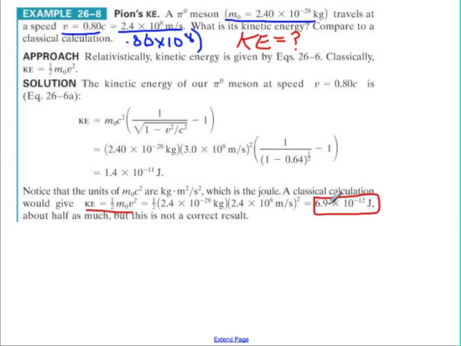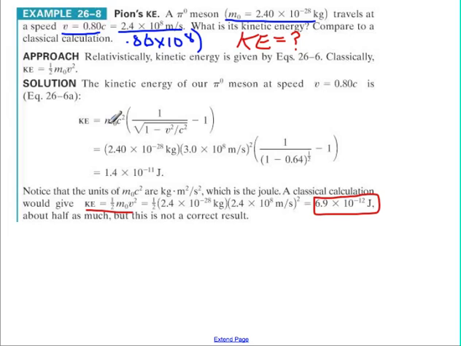So if we just didn't know anything about relativity, if this was before 1905 when Einstein came up with this stuff, we'd have said, hey, that pi meson particle, it's really moving fast, but this is how much energy it has. And we would be fantastically wrong, it turns out, because as you move faster, that's not the way it works. Kinetic energy changes. Velocity changes kinetic energy.